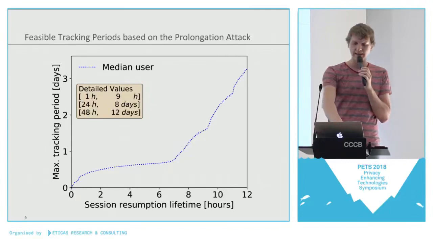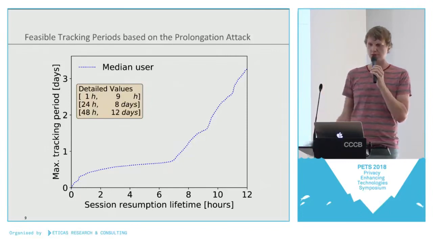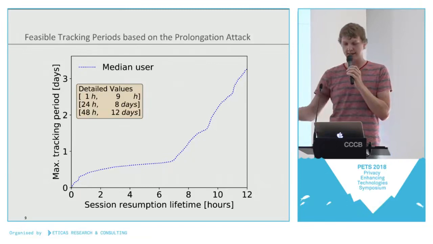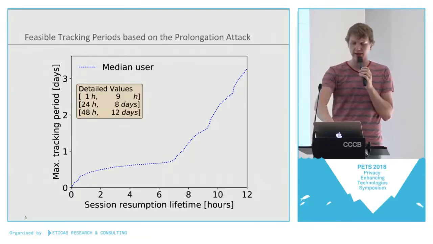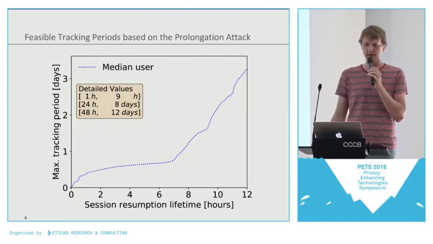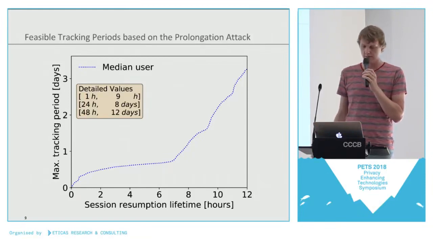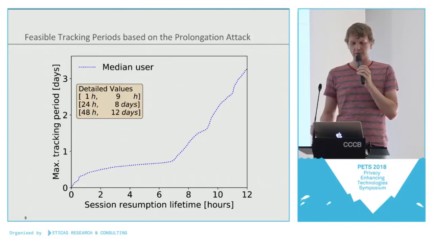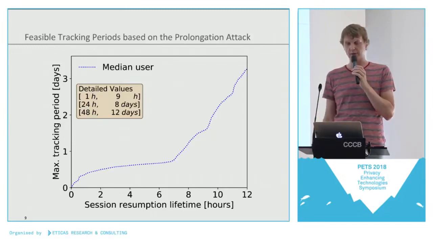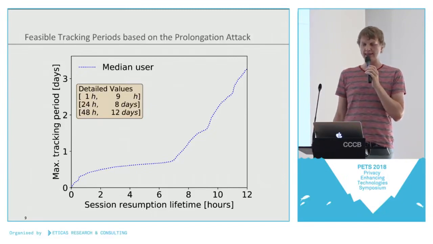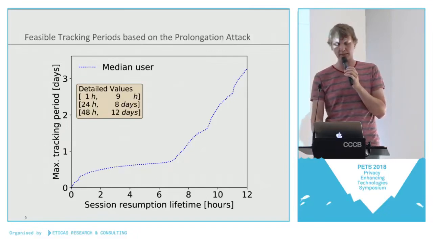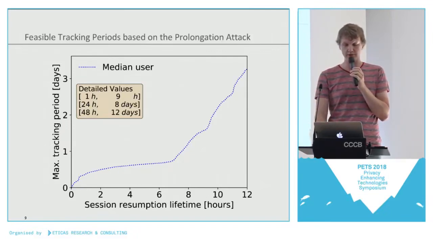Thus, it seems like this is a period for which users, like the night rest of a user, and when the session resumption exceeds this night rest, then we are going fast into a multiple day maximum tracking period, which is not plotted here, but given in the detailed values. For a session resumption lifetime of 24 hours, we get already 8 days of a tracking period. And for a session resumption lifetime of 48 hours, already 12 days tracking period.